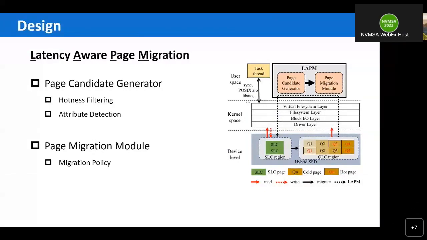It includes two components, a page candidate generator and a page migration module. The former component aims to find the worst migrating pages. It will consider the request history and the page type of hot data. The latter component executes page migration with a specific migration policy.